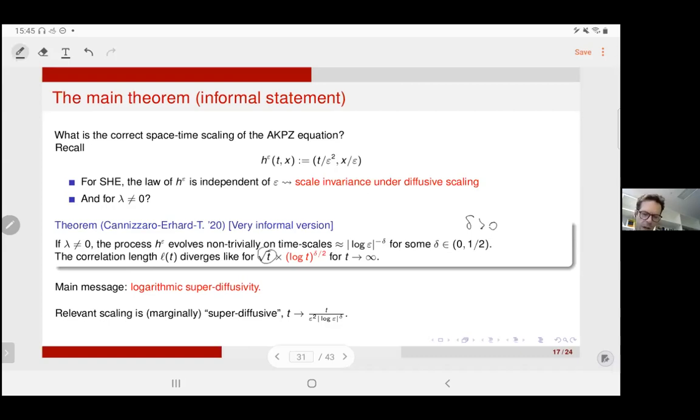But the message here is that if you hope to see some scaling behavior of the system, you should not rescale things diffusively; the diffusive rescaling has to be corrected logarithmically by some power delta, which we don't know. I have a conjecture, which we will see in a second. So the message is that there are logarithmic corrections to diffusivity as soon as the nonlinearity is there.